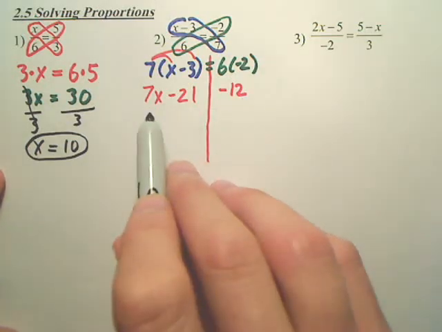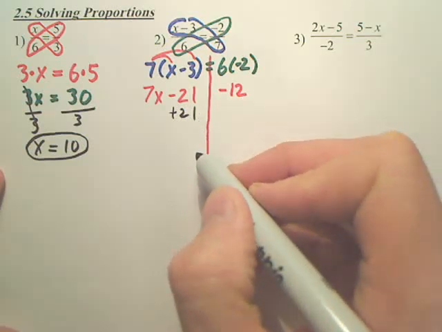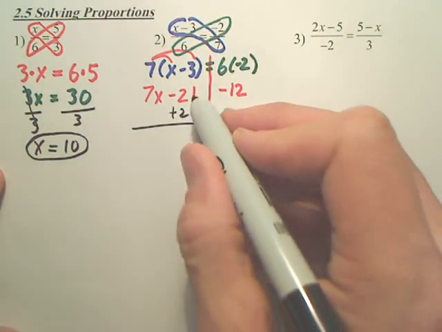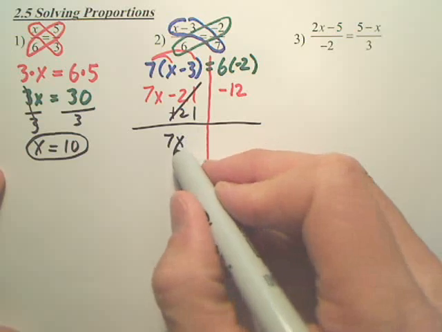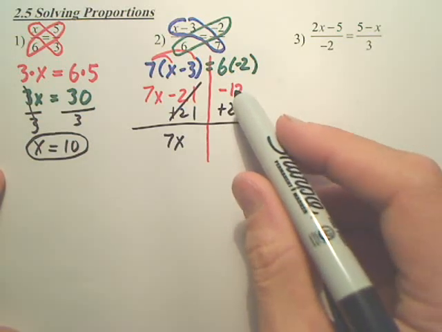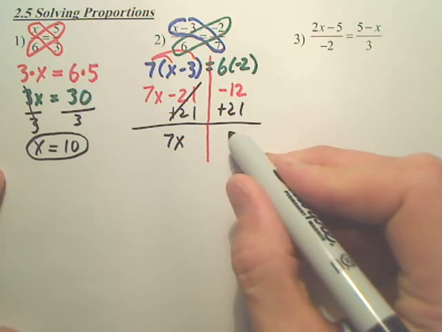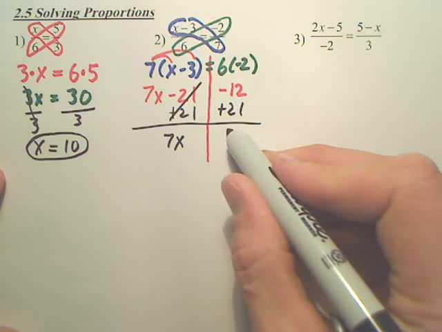So now I want to get x by itself, so I first have to get rid of that negative 21, so I do that by adding 21. It leaves me 7x. Got to do it to both sides. Negative 12 plus 21 is 9.